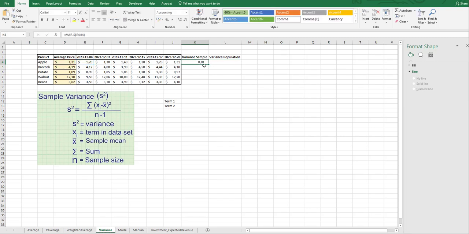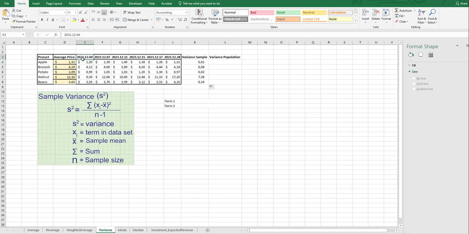I will drop down the formula to see it for all the products and guess for which one it is the highest, the walnut. So what does the variance show us in pricing? It is showing actually how much we are deviating from the mean, from the mean price, from the average price.